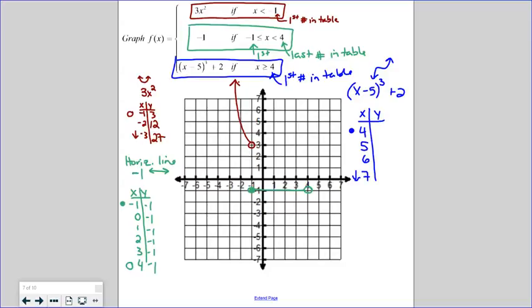Plug them into the function. Put a 4 in here. 4 minus 5 is negative 1. Negative 1 cubed is negative 1, plus 2 is 1. 5 minus 5 is 0, cubed is 0, plus 2 is 2. 6 minus 5 is 1, cubed is 1, plus 2 is 3. 7 minus 5 is 2, cubed is 8, plus 2 is 10, and then I just graph those points. 4, 1 is a closed dot.